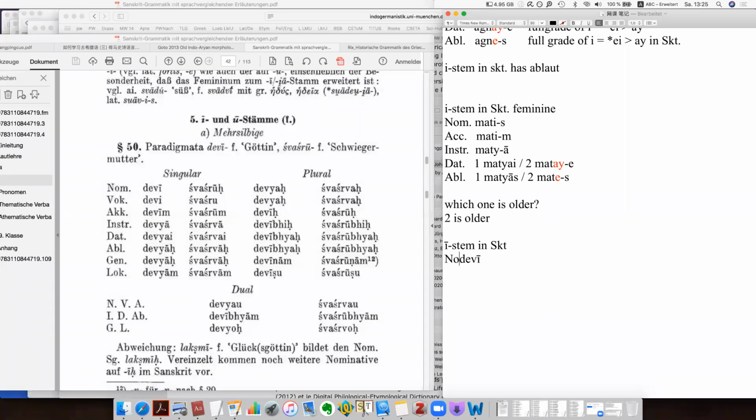So this is nominative. And ablative or dative, we have Deviyai. And also ablative, oh, sorry, Deviyai. We have Deviyas, right? So this is basically, so this form, Yai, and Yas. Actually go back to the E stem.